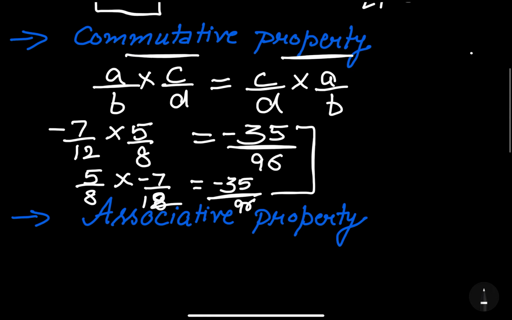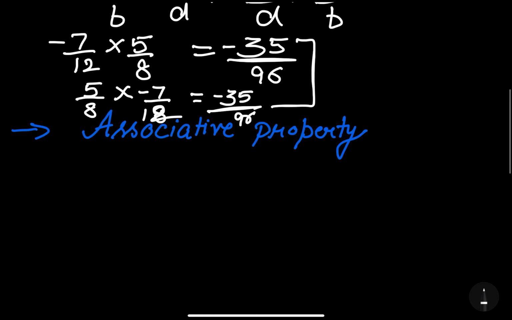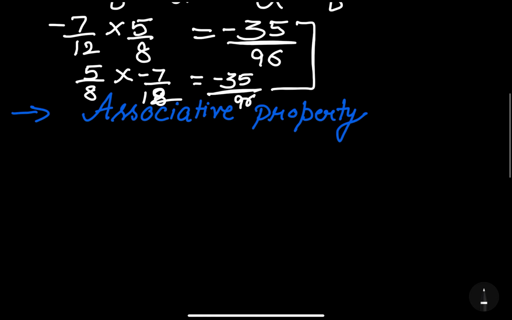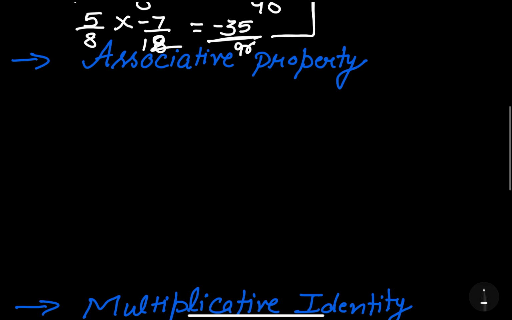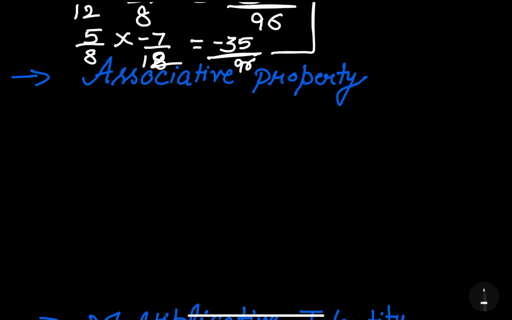Let's move to the next property, which is the associative property. In the associative property, we will multiply three rational numbers, okay, in any order. I will show you how. Suppose we have three rational numbers a by b into c by d into e by f.